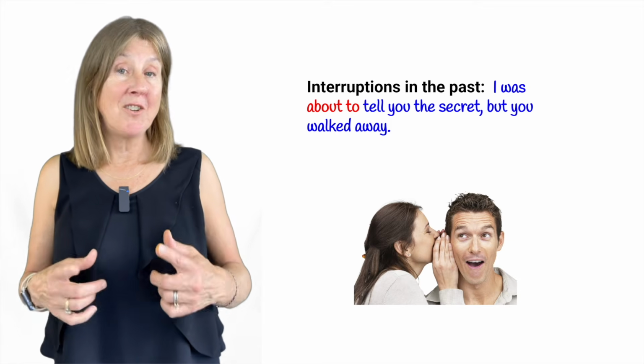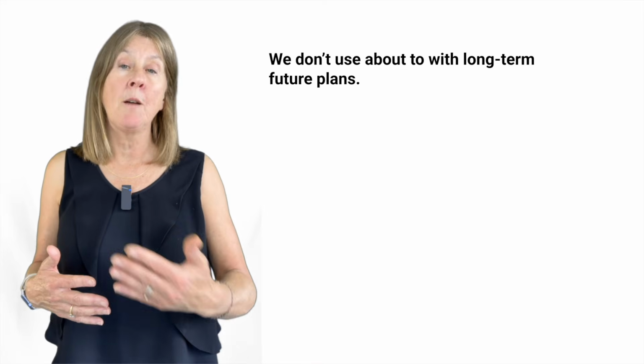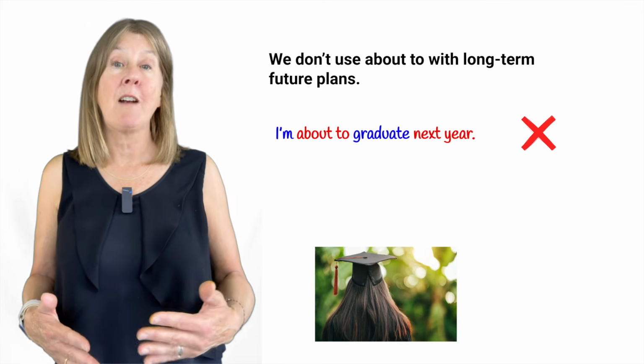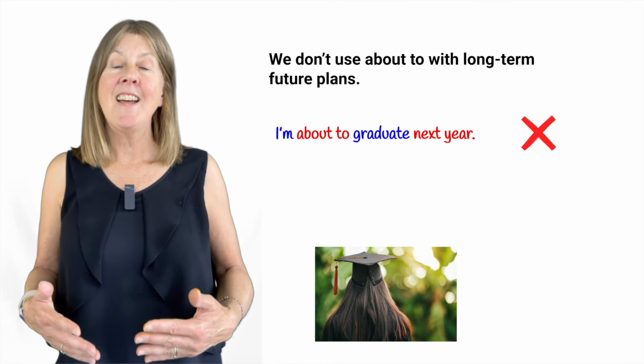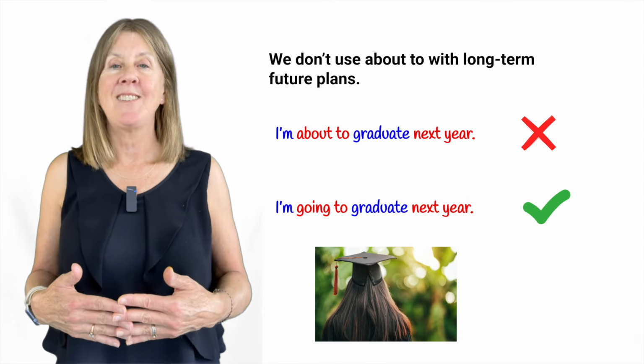Here's what not to do. We don't use "about to" with long-term future plans. It would be wrong to say, I'm about to graduate next year. Instead, you'd use "I'm going to". So, I'm going to graduate next year.